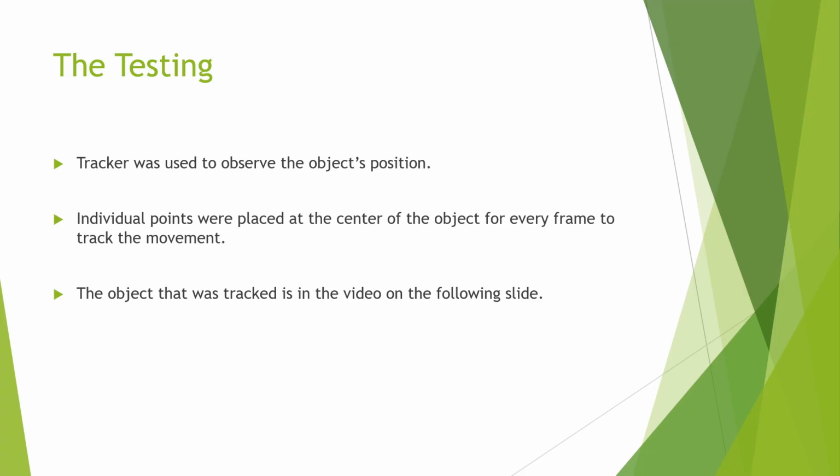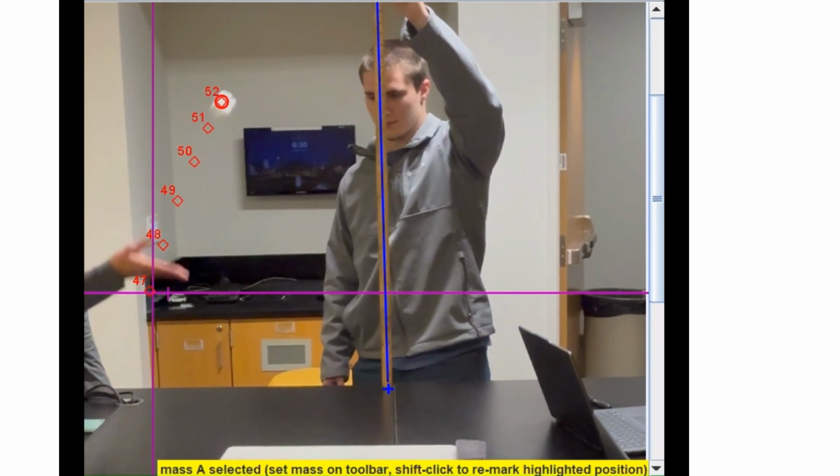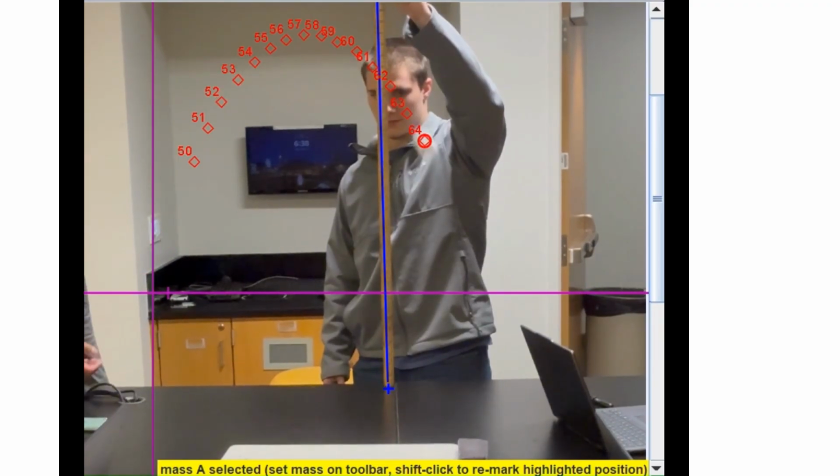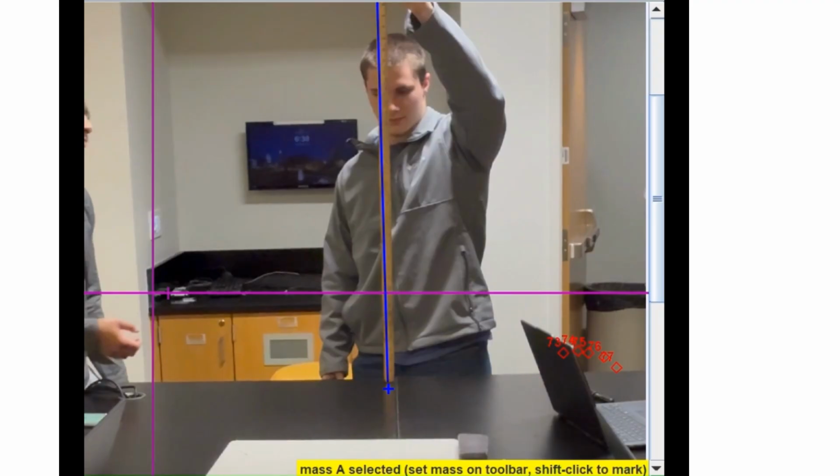So for the testing, Tracker was used to observe the object's position, and individual points were placed at the center of the object for every frame to track the movement. The object that was tracked is in this slide right here, and as you can see, it's thrown up into the air, and its bouncing is one of the most important things I looked at for this lab.